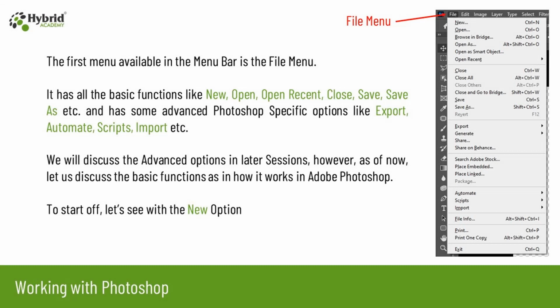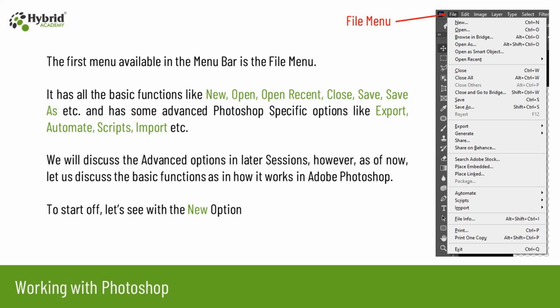So to work with Photoshop, the first menu available in the menu bar is the File menu. It has all the basic functions like New, Open, Open Recent, Close, Save, Save As, etc. And it also has some advanced Photoshop-specific options like Export, Automate, Scripts, Import, etc. We will discuss the advanced options in the later sessions. However, as of now, let us discuss the basic functions, as in how it works in Adobe Photoshop.